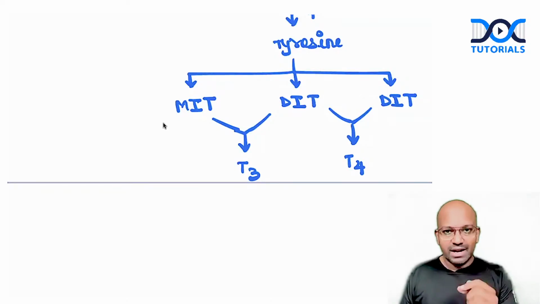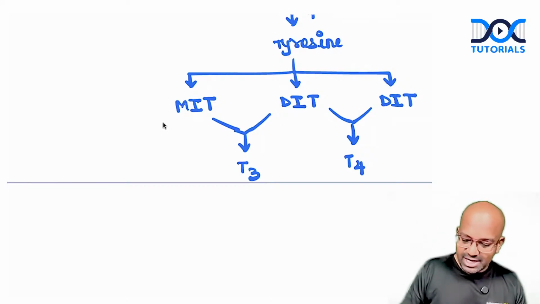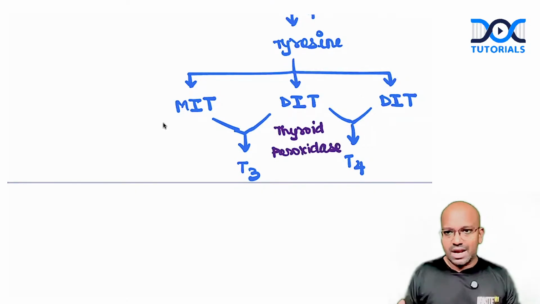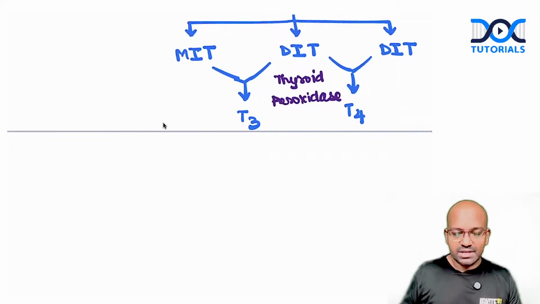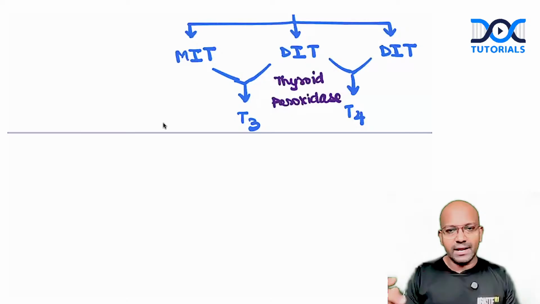Now this MIT and DIT, which is getting synthesized, and the formation of T3, T4, this step is catalyzed by an enzyme named thyroid peroxidase enzyme. It can also be called thyroperoxidase enzyme. Any name is fine; certain books tend to say it differently. So thyroperoxidase enzyme is responsible for the synthesis of T3, T4, and also MIT and DIT.